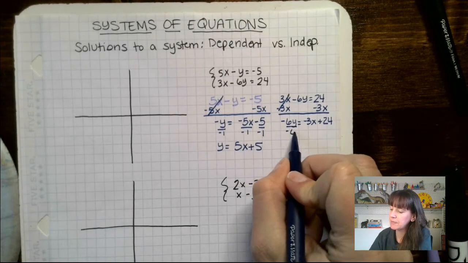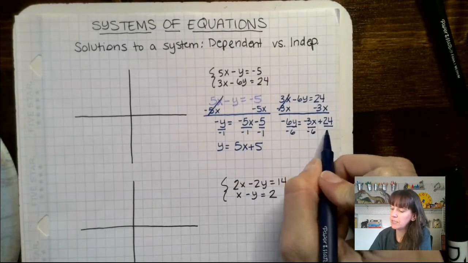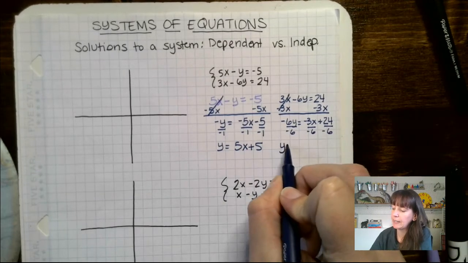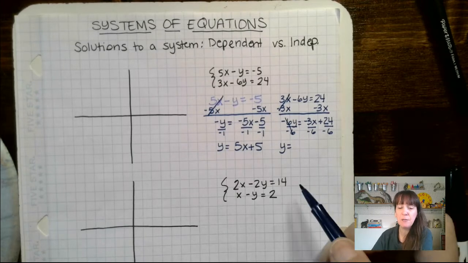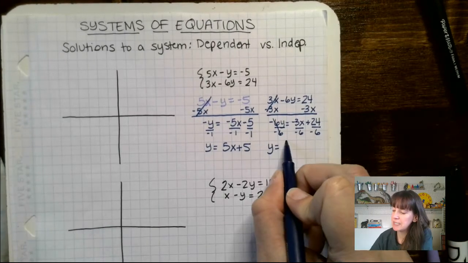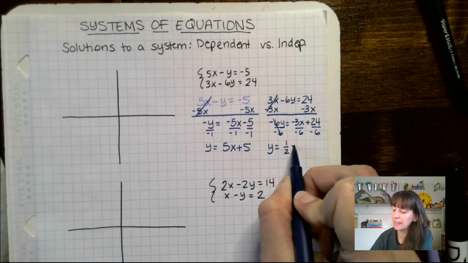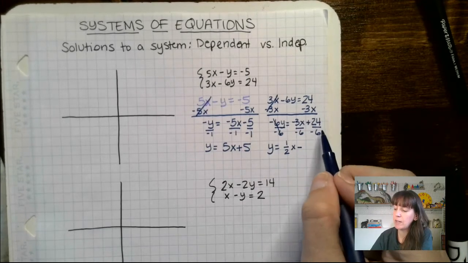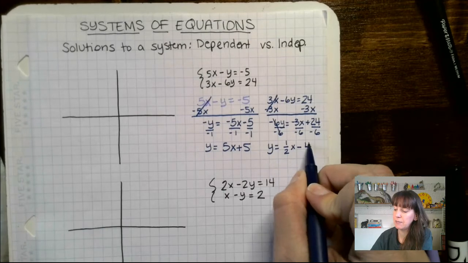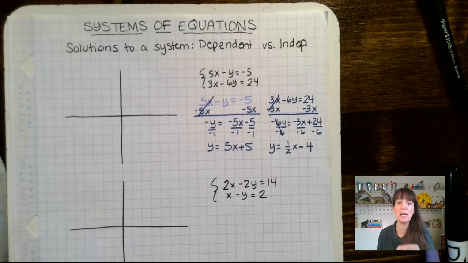Divide everything by negative 6, all of our little chunks here, and we get y equals, because those go away, negative divided by negative is a positive. 3 over 6 reduces down to 1/2 x. Positive divided by a negative is a negative. And 24 divided by 6 is going to be 4. All right, so these are the two lines that we need to graph.